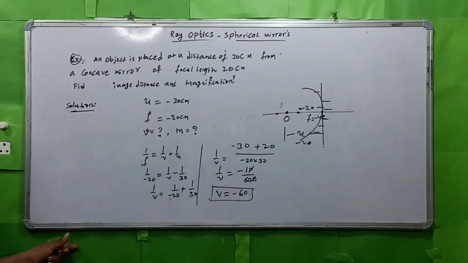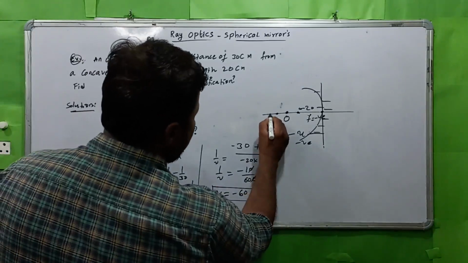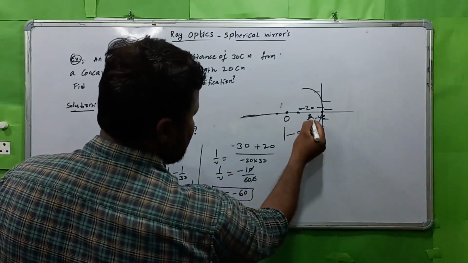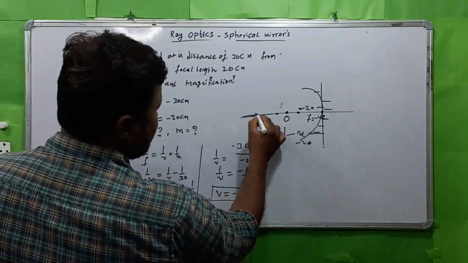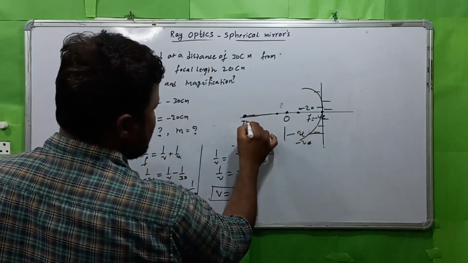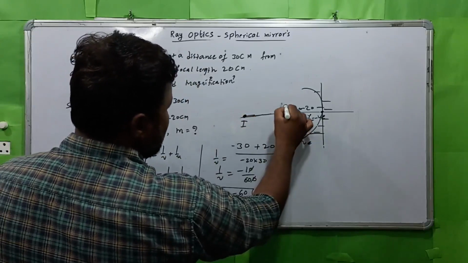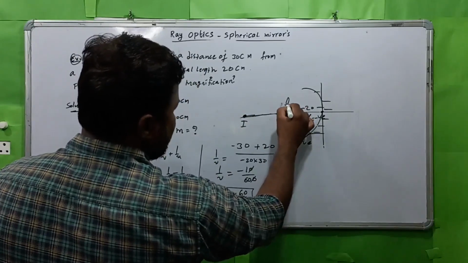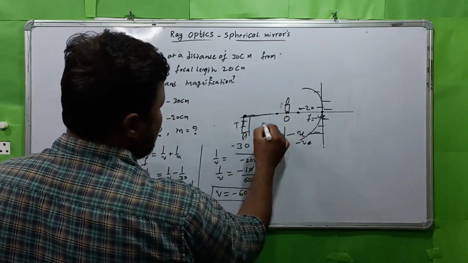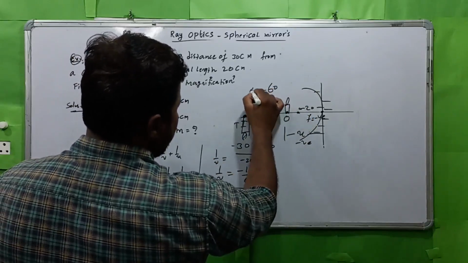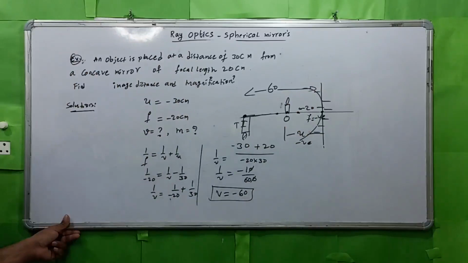Image distance I got minus 60, means image is formed 60 cm from the mirror. Object distance is 30, so a double-size image is formed here. This is I. Suppose any object is kept like this, the image will be formed in an inverted manner. So this is the image. This distance is 60 centimeter, image distance.